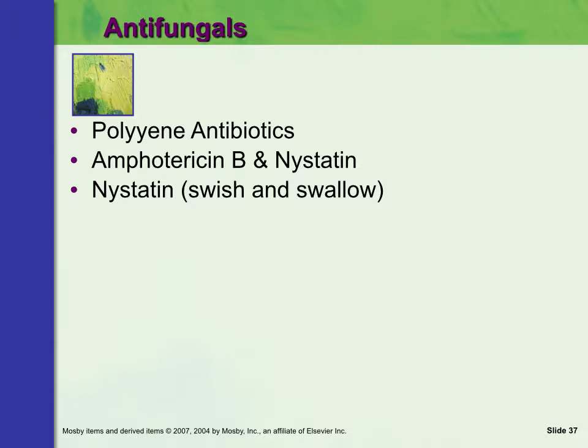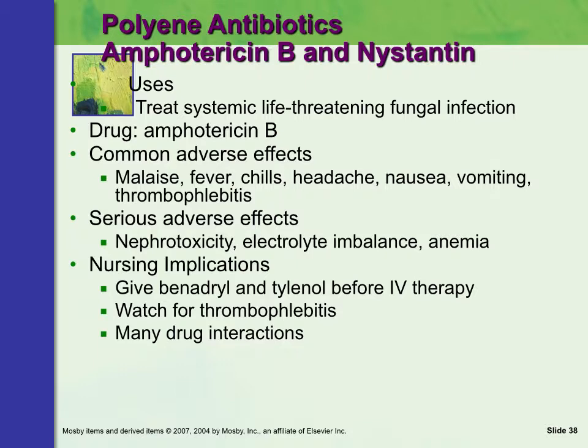The antifungals is another category. Amphotericin B is one that we use most often. Nystatin, the swish and swallow for the yeast infection, the thrush that's in the mouth. And it causes cell death. And you can see that it also causes thrombophlebitis, so you want to watch the IV site. Can cause nephrotoxicity. You want to be watching the I&O, the BUN, the creatinine.